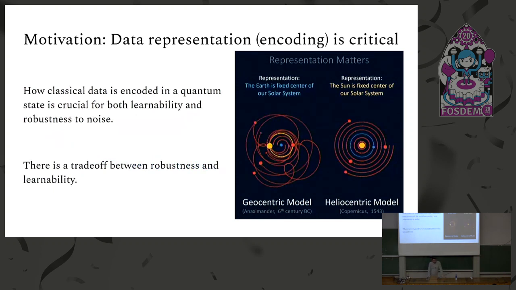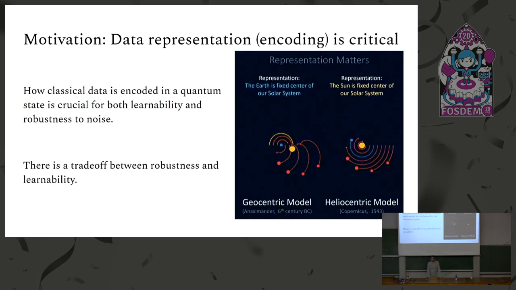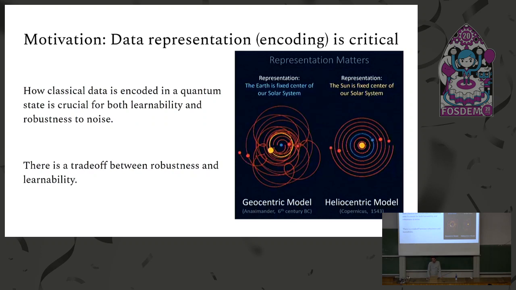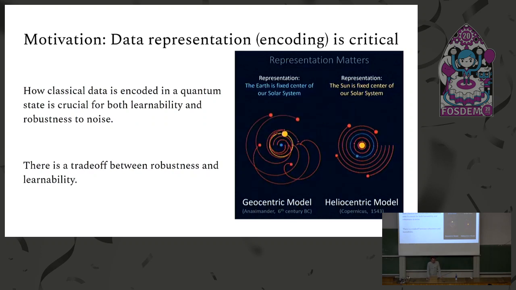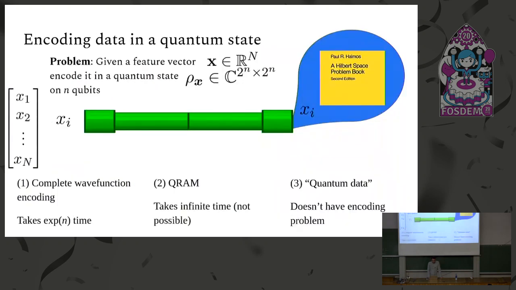So in the quantum world, how we encode classical data is going to be very important, both for the learnability of the model, that is what sorts of decision boundaries you can learn, and also for robustness to noise. And there's an interesting qualitative thing that we see, which is that there's a trade-off between these two. So this is a sort of cartoon picture of how I think about encoding classical data in a quantum state.